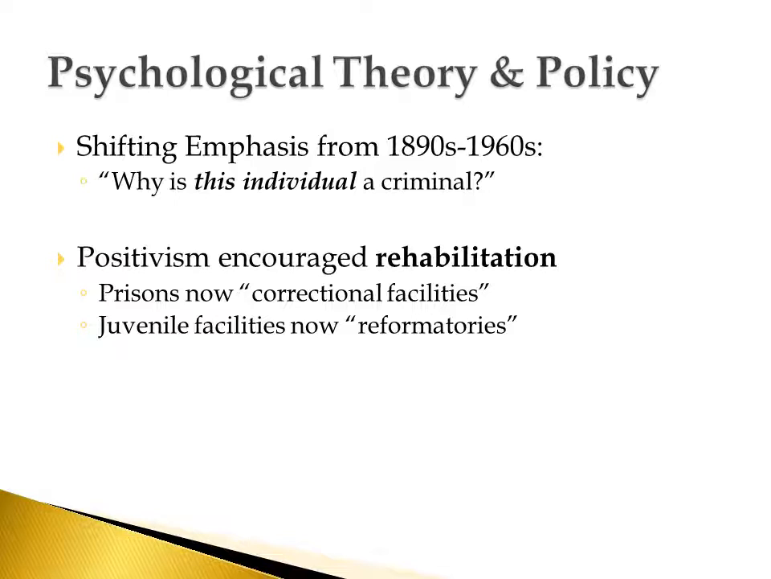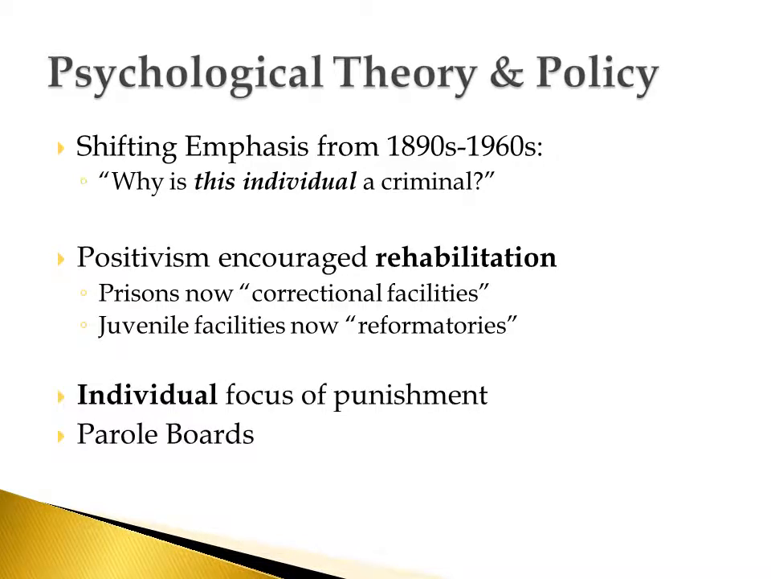Juvenile facilities stopped being called houses of refuge and detention centers, and they started being called reformatories. Juveniles were sent to reformatories, and the very name of it suggests people were hoping that these places would reform and correct these juveniles' behavior.